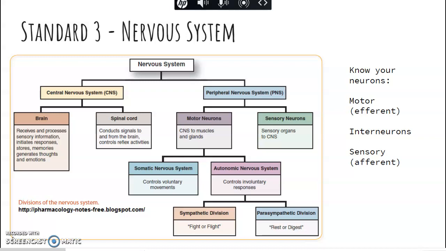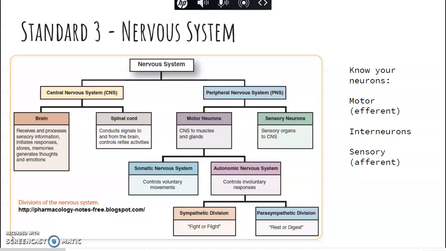Sympathetic is fight or flight. Know that your pupils dilate, your breathing increases, your heart rate increases, all those kinds of things when you get aroused in your fight or flight. Parasympathetic kicks in after the fright and then calms you down. It's the rest or digest.